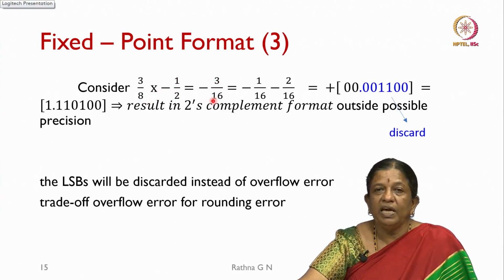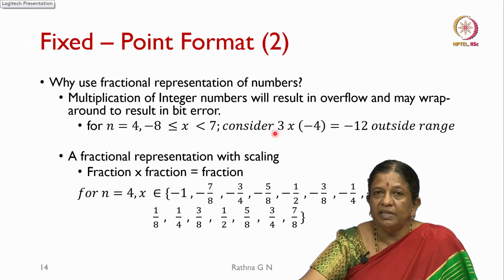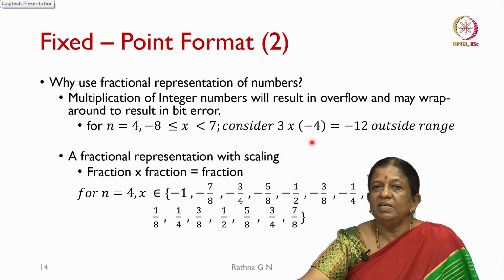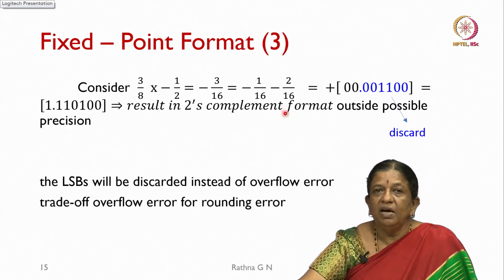So, what did we do? Can you check the thing here? Because n is equal to 4 format, I have taken the number 3 by 8. The same thing, I did minus 4 by 8, which is nothing but minus half. When I multiply these two numbers, the result is going to be minus 3 by 16, which I can represent in this format: minus 1 by 16 minus 2 by 16.